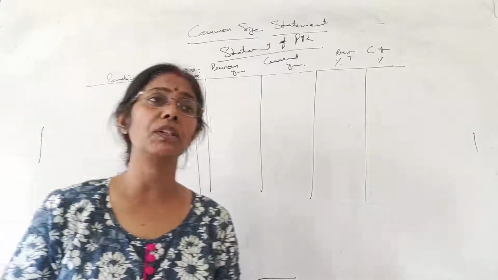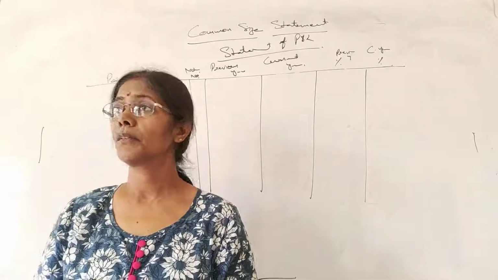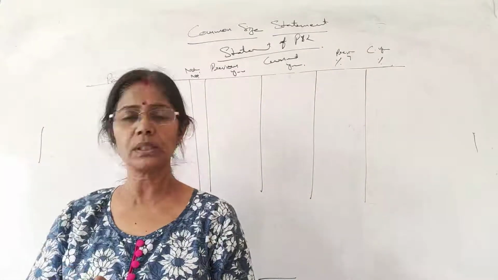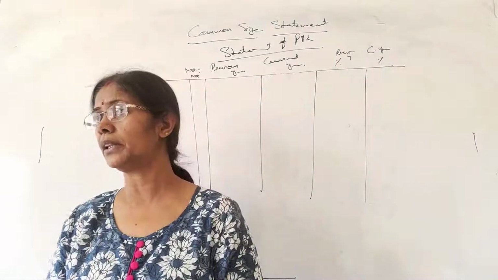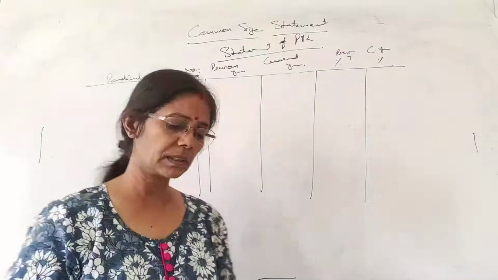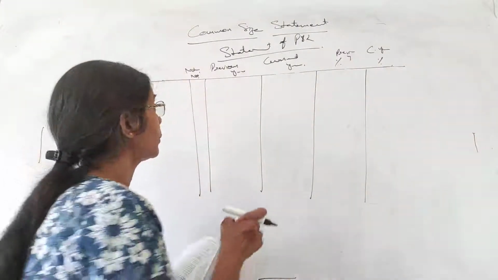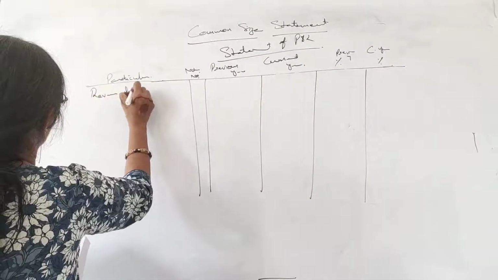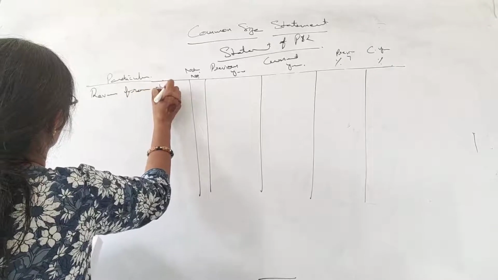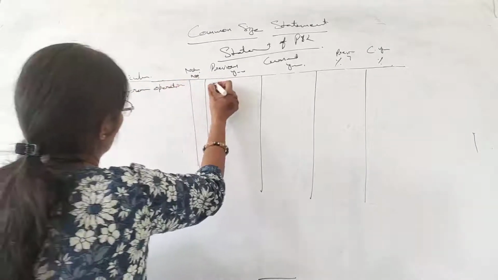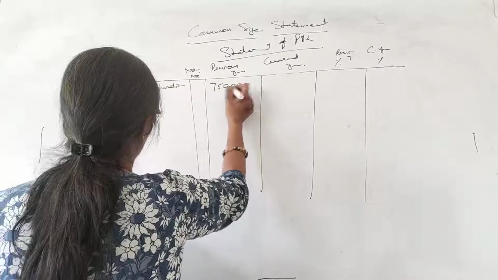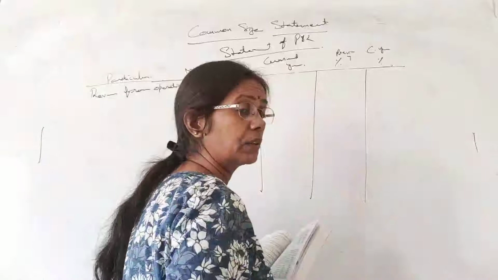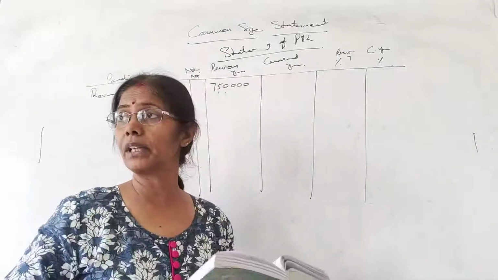Have a look at the question, which year is given first? Let me know. We have the current year first, 2020, and then we have 2019. So 19 is the previous year. So how much is the revenue from operation? That is 7,50,000. And then we have the current year's revenue from operation. How much is given? Everyone?